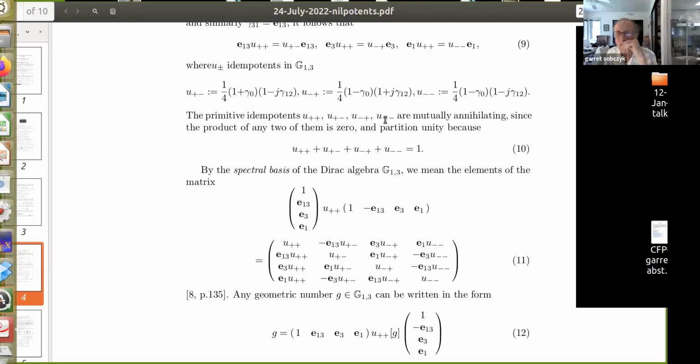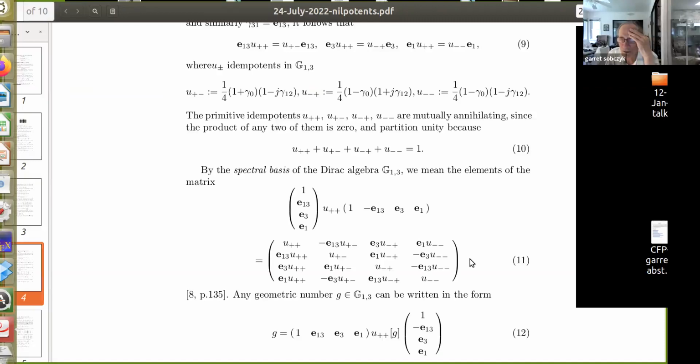Okay. Well, first of all, it took me a long time to understand how to write, even though you can find it in the literature, people do it. U plus 1 is 1/4. Well, that's an idempotent. 1 minus gamma 0 is an idempotent. 1 plus j. So I wanted to get an expression for the so-called Dirac matrices, but it wasn't clear how to write down this spectral basis. It took me a long time to understand.